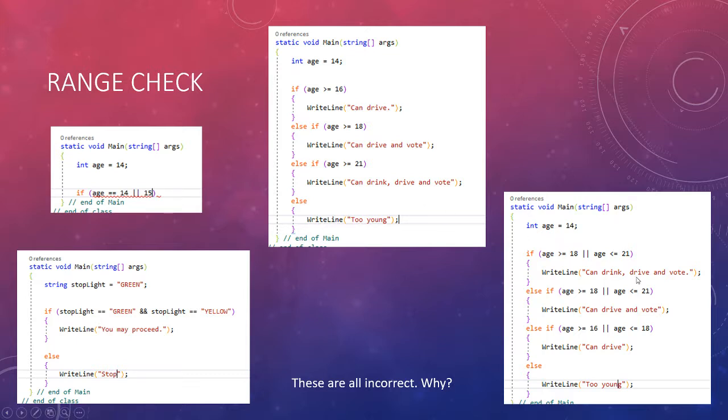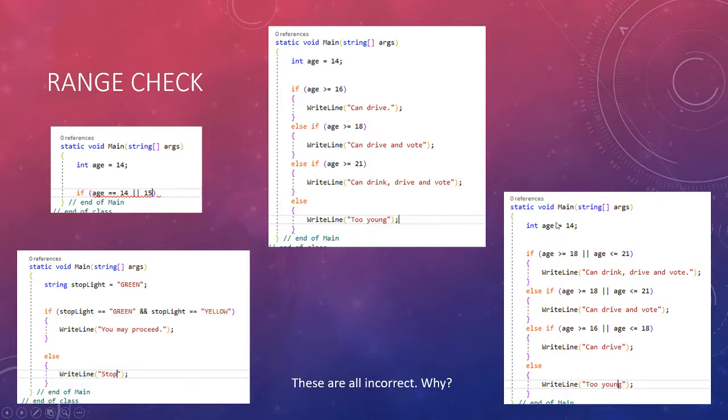What about this last one? Here we're saying if the age is greater than or equal to 18 or less than or equal to 21, they can drink, drive, and vote. If it's greater than 18 and less than 21, they can drive and vote. I don't know why I've got that twice. That would be an error. If it's greater than 16 and less than 18, they can drive. Now, besides that error of having that duplication, what is wrong with this one?